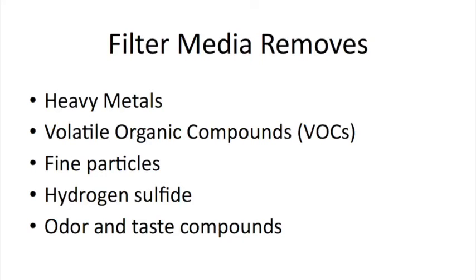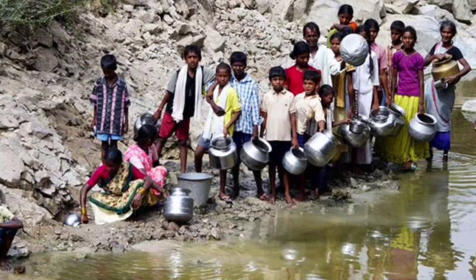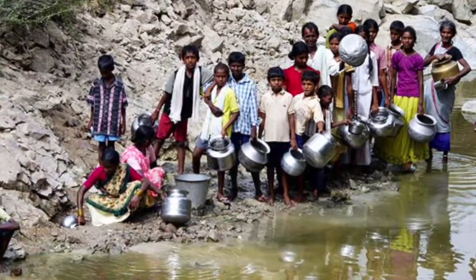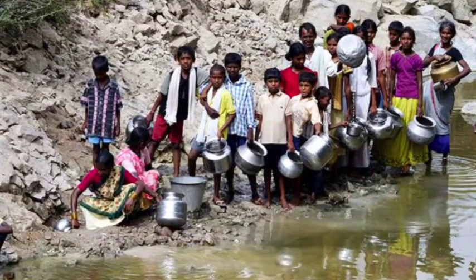Our water treatment solution addresses heavy metals, volatile organic compounds, VOCs, fine particles, and compounds that cause taste and odor issues, like hydrogen sulfide. Traditional methods of boiling and UV natural radiation can reduce the bacteria once the water is passed through the filter. The benefit to our design solution is that it enables poorer populations to treat their own water to make it safer for consumption.